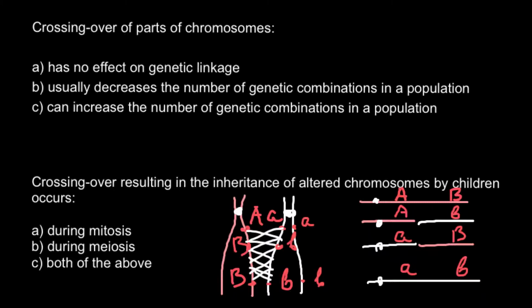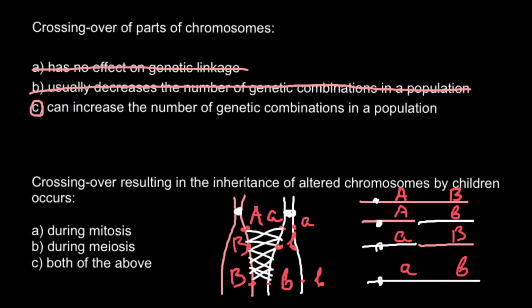Now we can answer our questions. So once again, crossing over of parts of chromosomes, answer A, has no effect on genetic linkage, and this is not true. And answer B, usually decrease the number of genetic combinations in population, and also this is not true, because crossing over is a process that can increase the number of genetic combinations in population.